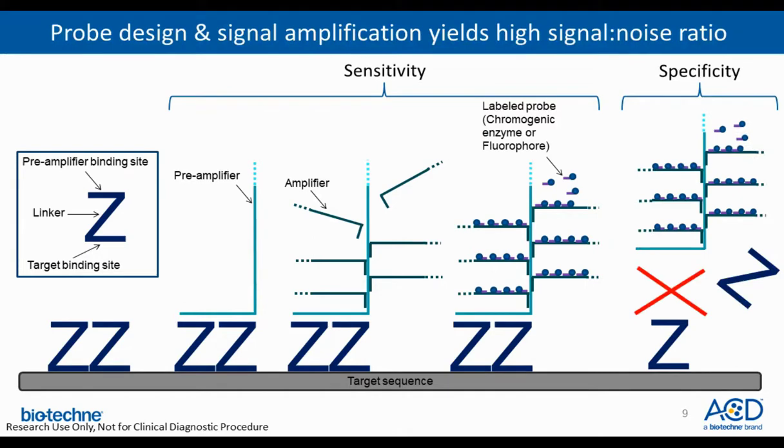So now you may ask, how do we get that specificity? The specificity of the assay comes from these two different Zs. You need both of these Zs to bind in tandem for the amplification tree to be built and to see a signal. Just a single Z binding to a non-specific site will result in no signal. And so with the combination of this sensitivity and specificity, you end up getting that high signal to noise ratio, which makes this technology really, really good for different kinds of mRNA targets.